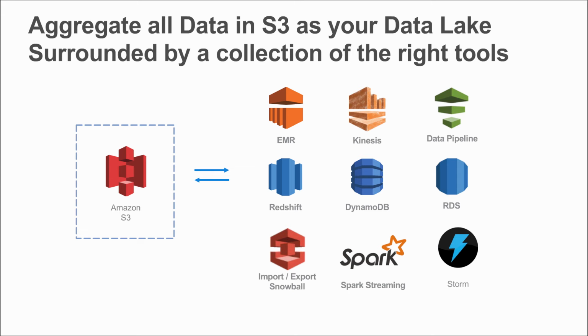RDS, the relational data service for various relational databases. Moving data in large amounts overnight can be accomplished with the import-export service. Last year we announced the Snowball appliances. These are 50 terabyte to 80 terabyte appliances that can be FedExed to your location. You put your data on those and then they get FedExed back to AWS, where your data then shows up in S3. Additionally, Spark and Spark Streaming can work with S3, and massively parallel systems like Storm can also work.